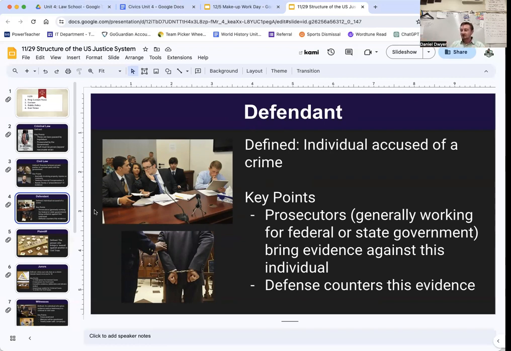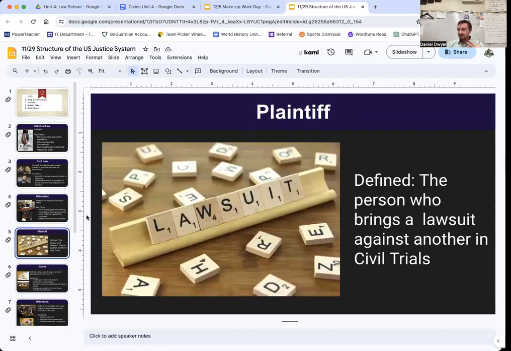So the defense tries to counter all the evidence being said. The plaintiff is the person bringing the case. In criminal law, again, it's the state bringing the case. You can think of it as the police bringing the case against the person who committed a crime. In civil law, the person who was injured is the plaintiff, and the person who did the injuring would be the defendant. Just an example.